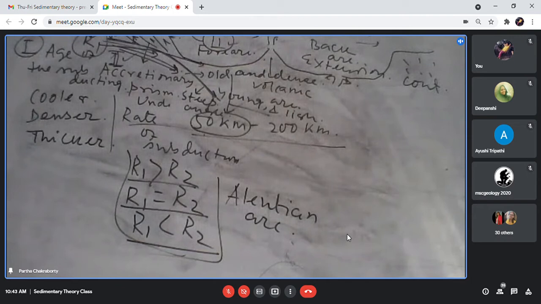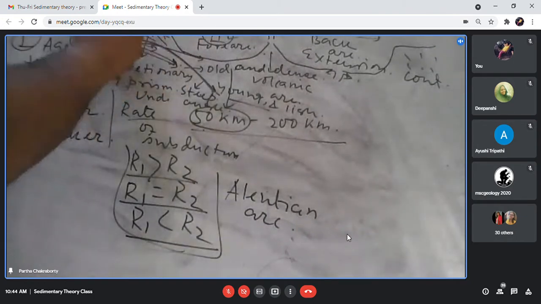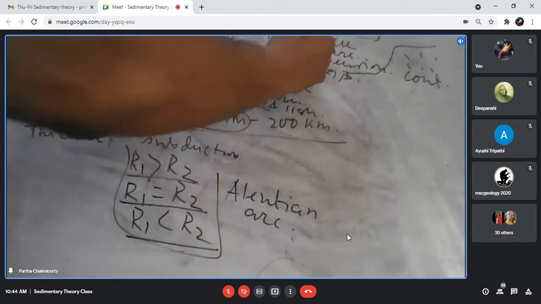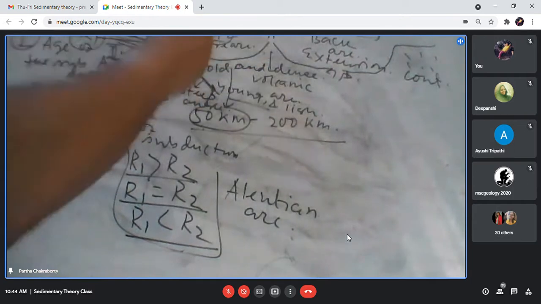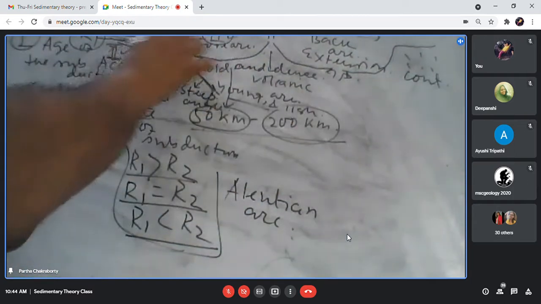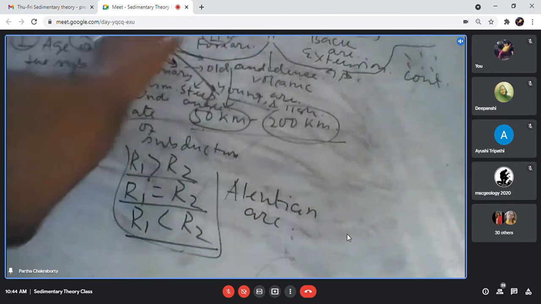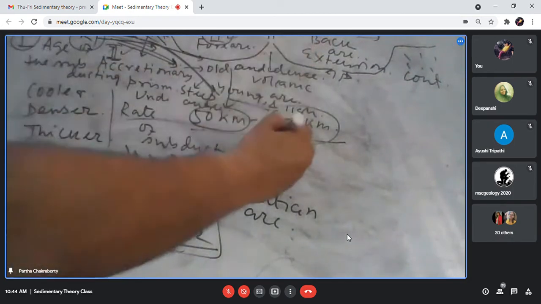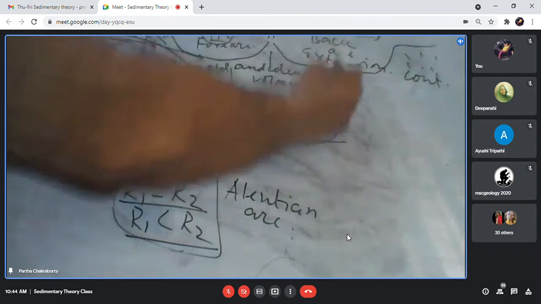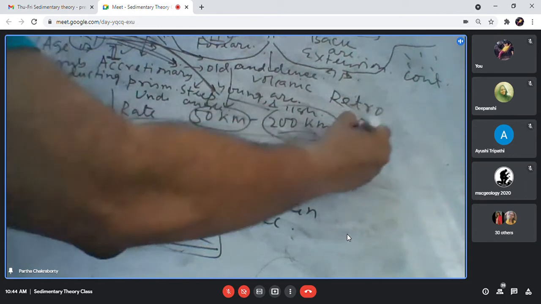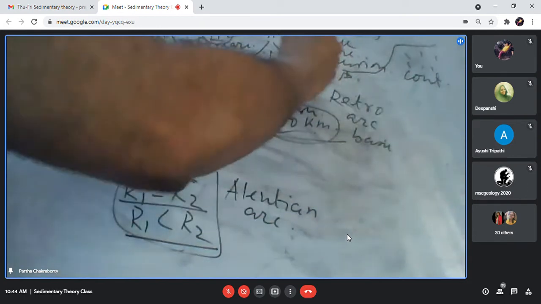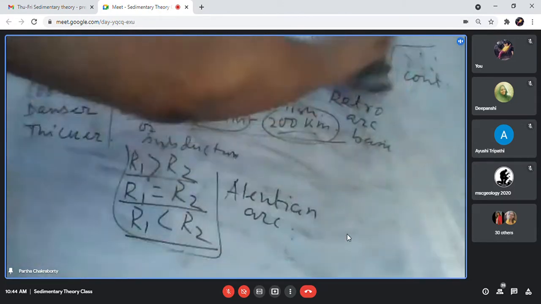Fine. So if the rate of convergence exceeds the rate of subduction, what will happen? There will be more thrusting, and there will be no extension at the back of the forearc. The arc-trench gap will be in the tune of 200 kilometers. The volcanic arc will be far away from the outer arc, about 200, and there will be the formation of a retro arc basin, which is on the continent. So instead of this, this back arc will not be there.